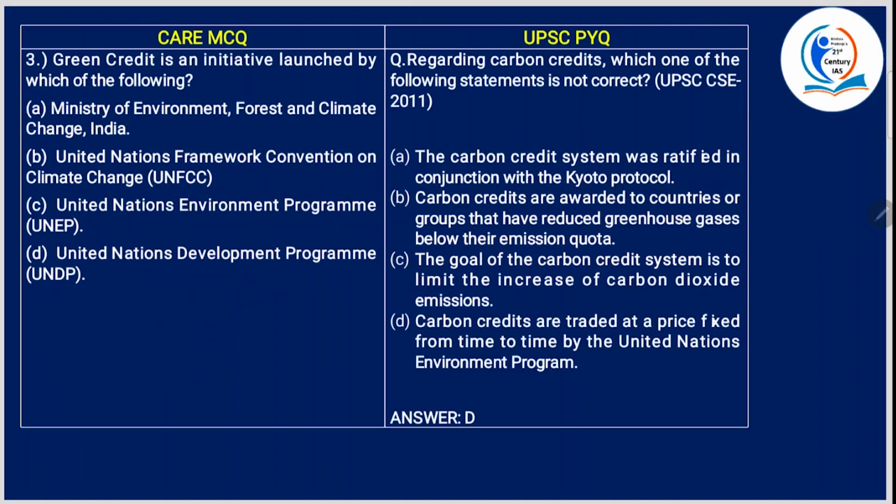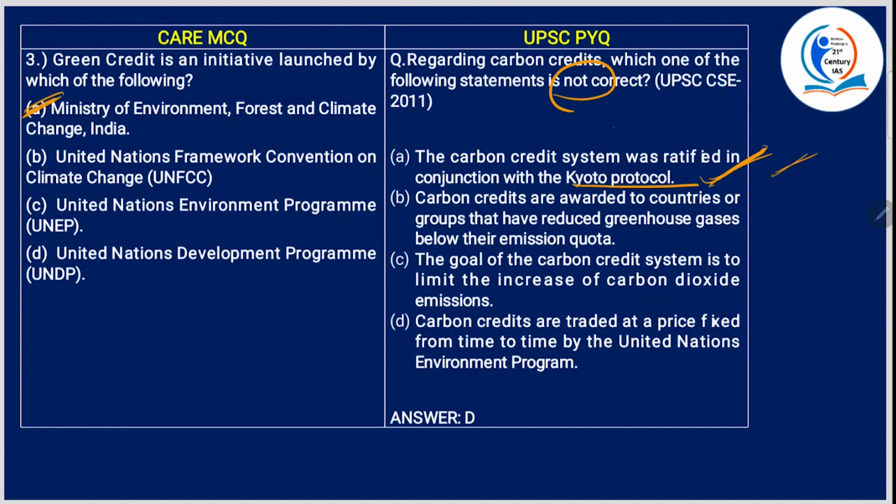All right, now we'll get into the MCQ. Green Credit is an initiative launched by which of the following? It is Ministry of Environment, Forest and Climate Change, India. All right, next. Regarding carbon credits, which one of the following statements is not correct? Carbon credit system was ratified in conjunction with the Kyoto Protocol. This is correct, because the carbon credit was started as part of the 1997 UN Kyoto Protocol. Okay, it was the first international agreement that decided to cut the emission of carbon dioxide. So this is correct.